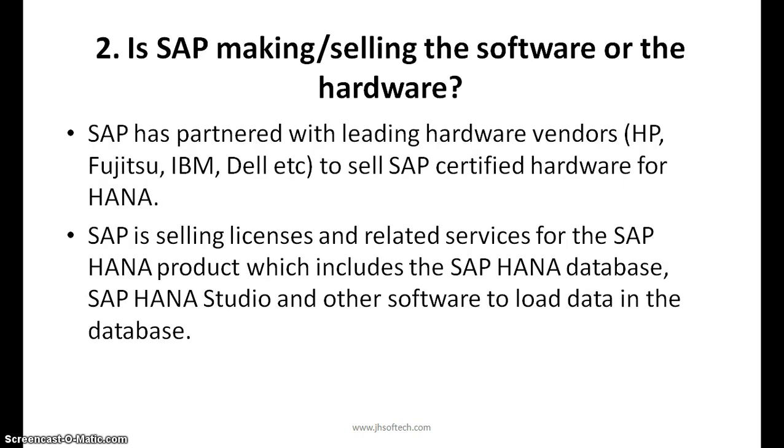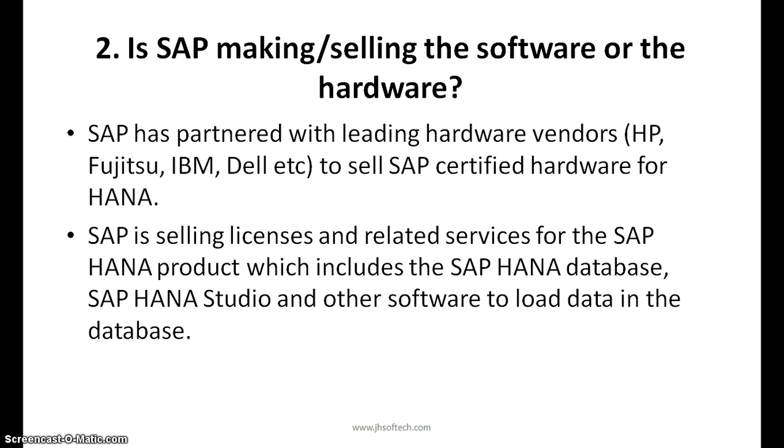So is SAP making or selling the software or the hardware? This is a very important question that we have here: whether SAP is selling only the software or only the hardware, or is it a combination, is it marketing it, is it manufacturing it? Let me clear this question in very simple words. SAP has partnered with leading hardware vendors like HP, Fujitsu, IBM, Dell, etc. to sell SAP certified hardware for HANA.